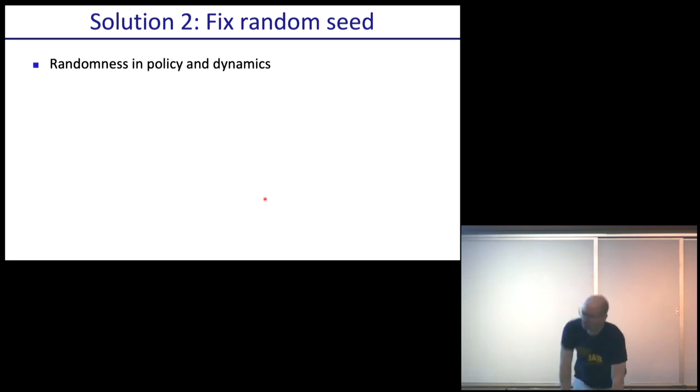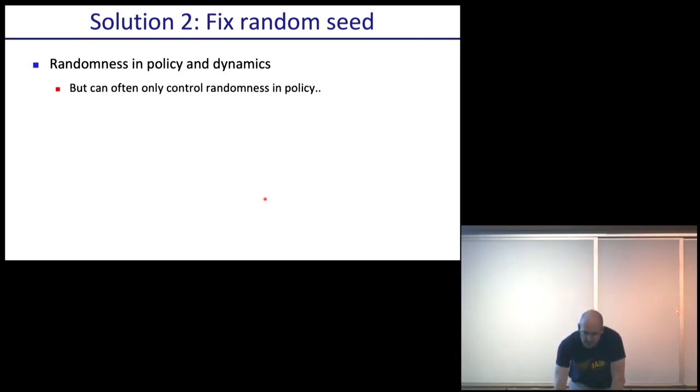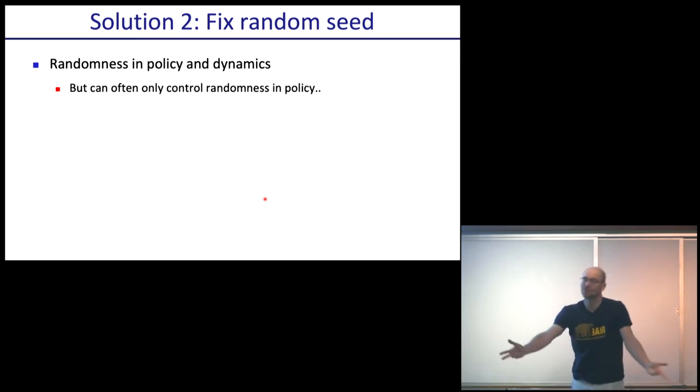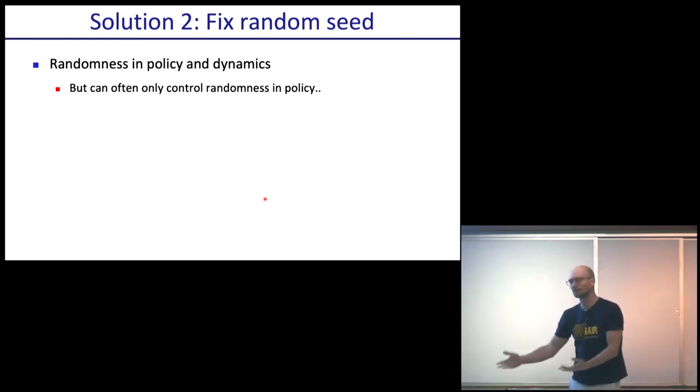Well, the randomness could be both in the policy and in the dynamics. In the policy, you always have control over it, so you can just fix the random seed at the beginning of your run, and that's it. In the dynamics, you don't always have control. But sometimes you do. If you do it in simulation, you have control over it. If you do it in the real world, often you don't.